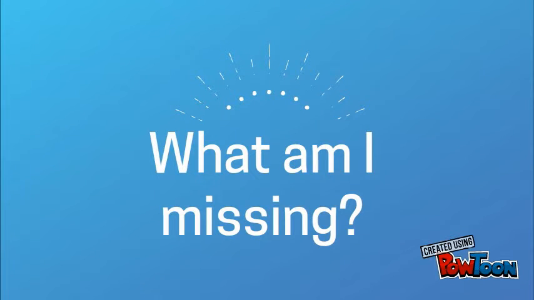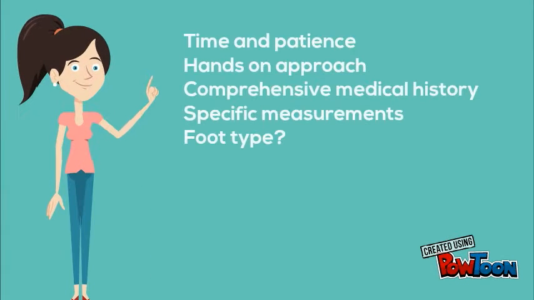So what am I missing? After self-reflection and a literature review, I've concluded I need to practice more time and patience with my evaluations, a more hands-on approach, a more detailed, comprehensive medical history. I also need to record specific measurements, including Q angle and leg length discrepancies in the athlete. Foot type is also important. Excessive supination and pronation can lead the athlete to a susceptible knee pain.